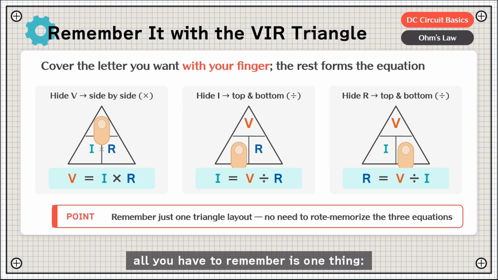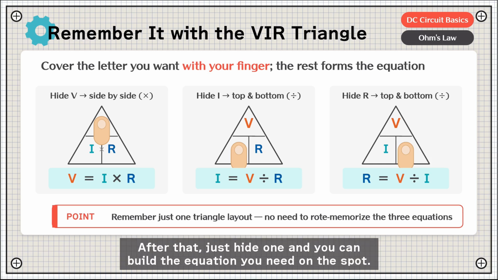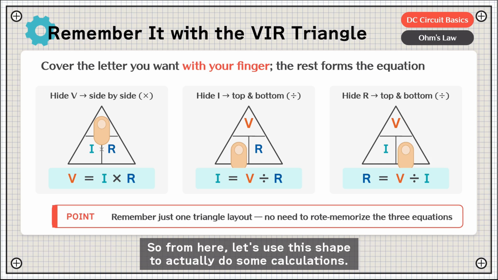Like this, all you have to remember is one thing: the arrangement of the letters in the triangle. After that, just hide one and you can build the equation you need on the spot. There's no need to rote memorize the three equations. So from here, let's use this shape to actually do some calculations.